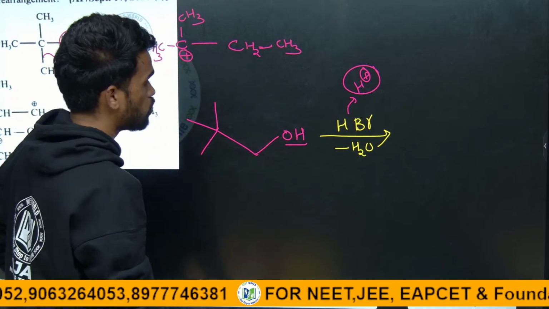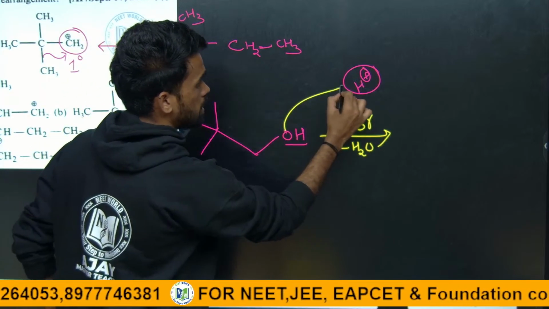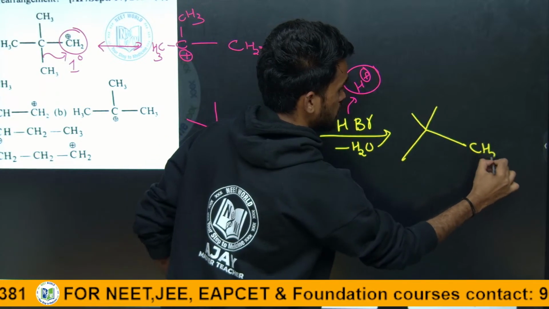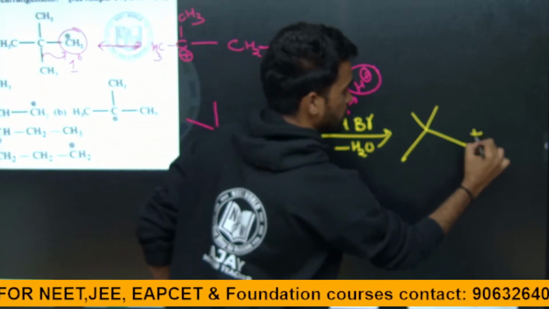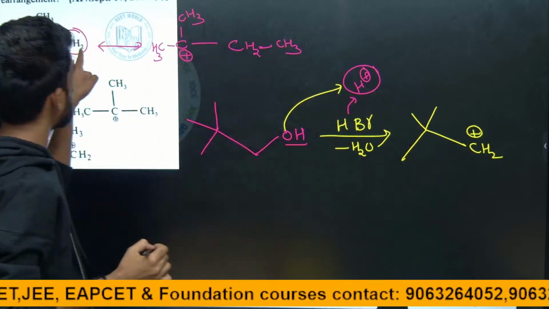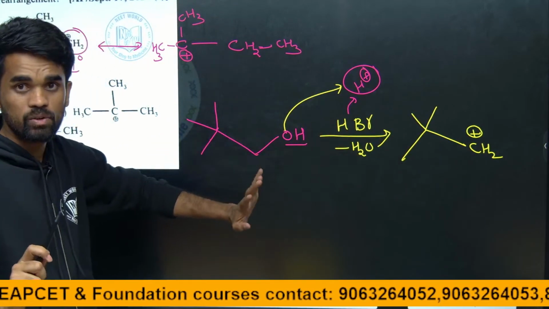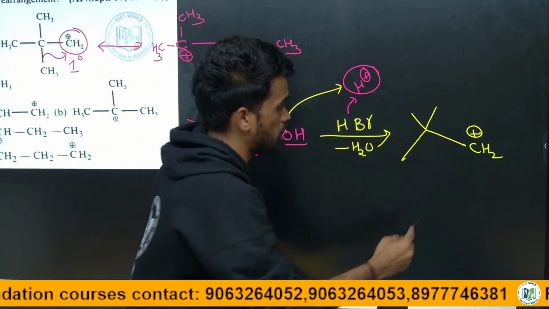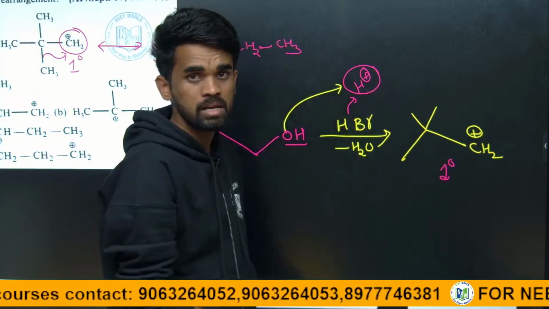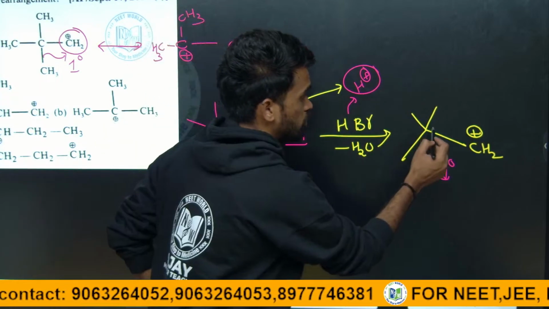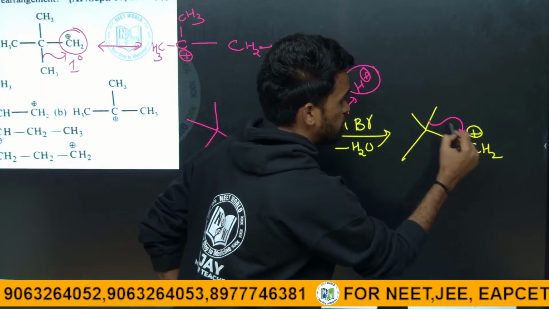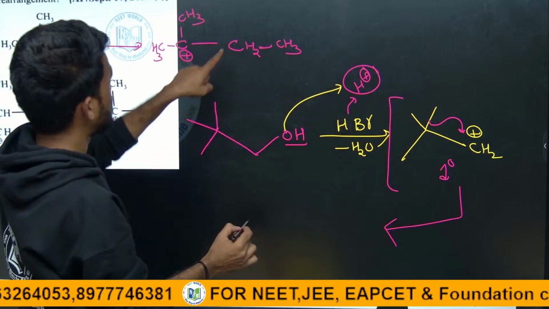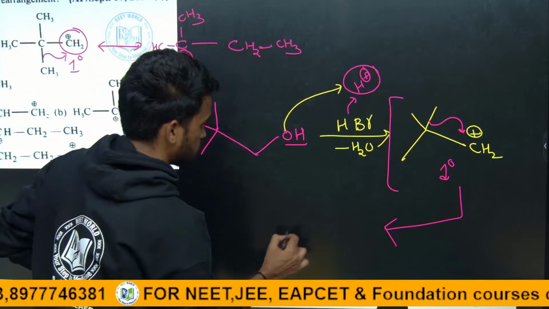Therefore, what is the carbocation generated? To this we are adding this H plus. Here removal of water takes place and we get a primary carbocation like this. After this, Br minus has to be added there, but since this is the least stable primary carbocation, it undergoes rearrangement from primary to tertiary by shift of this methyl group, and we will have a tertiary carbocation like this.